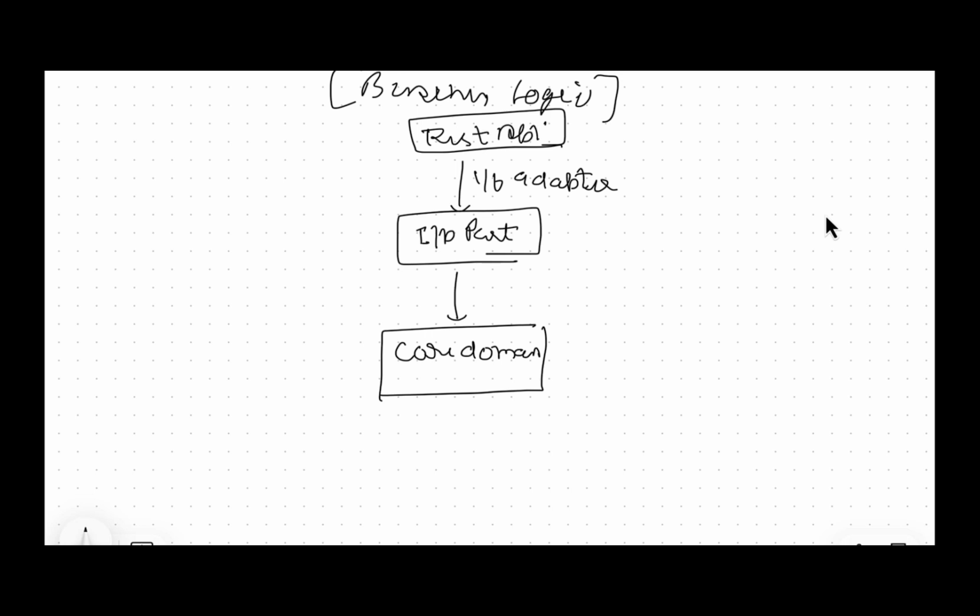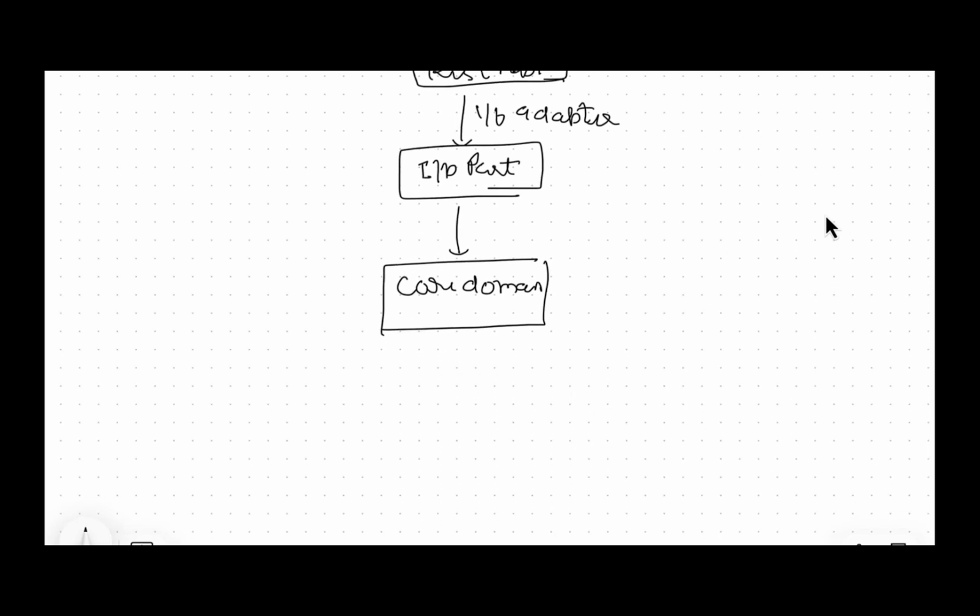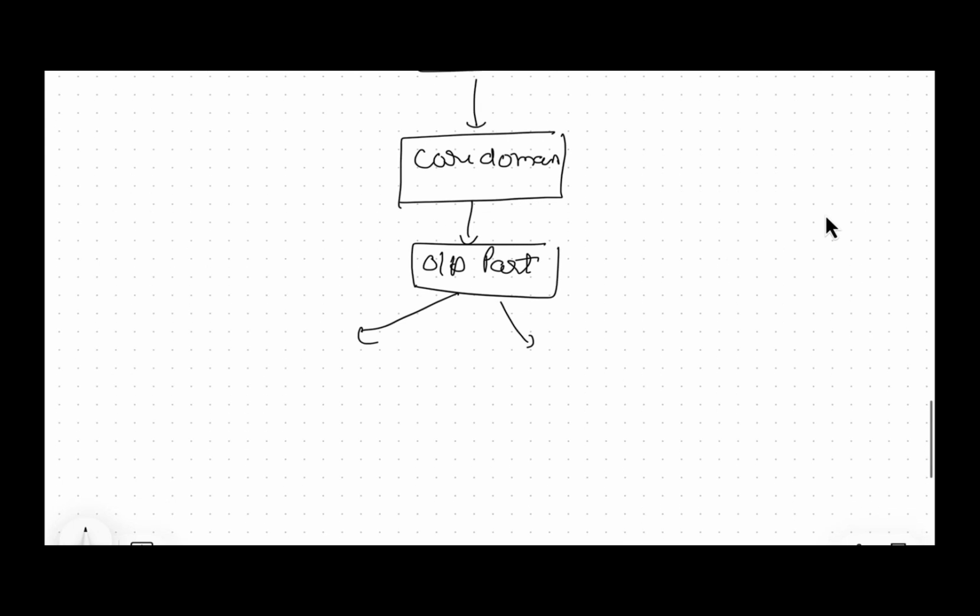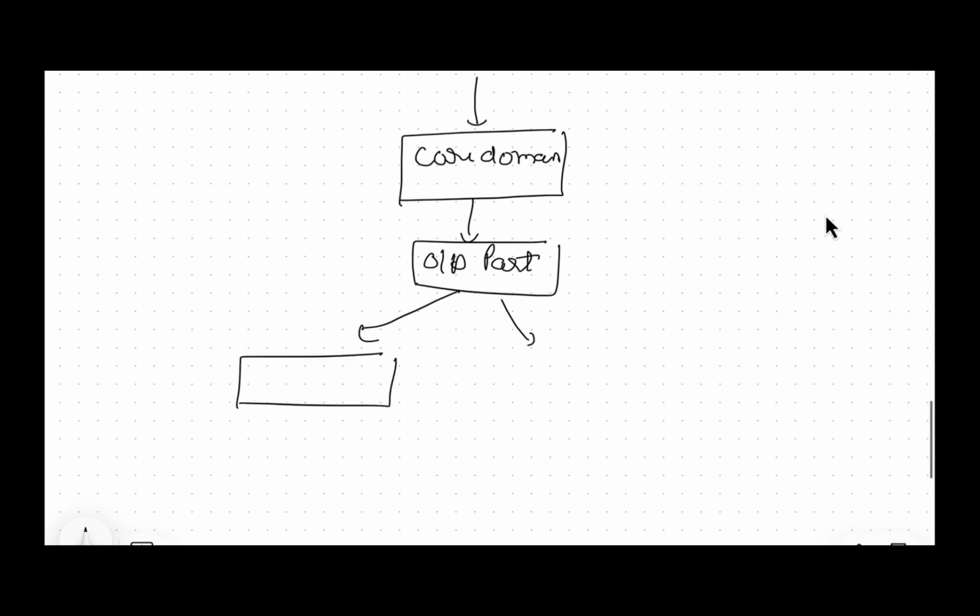Once this is done, it reaches the core domain and gets executed. After that, you are going to call the output port or outbound port, right? And this output port is going to be implemented by an outbound adapter. So there can be multiple adapters. Suppose this one is the DB adapter.